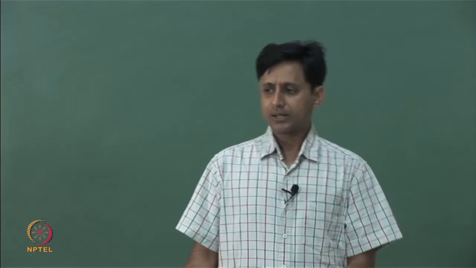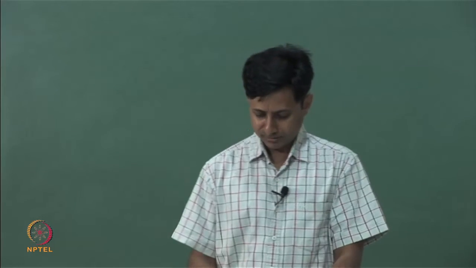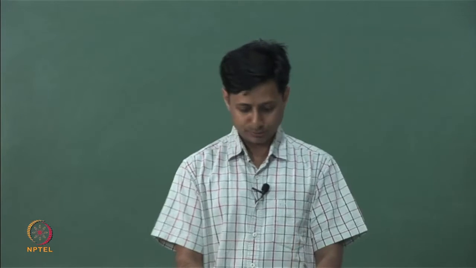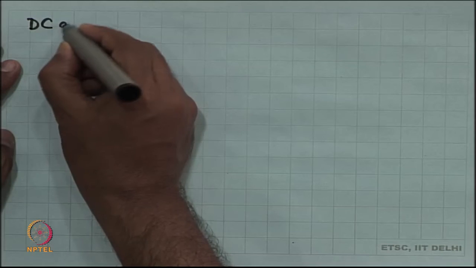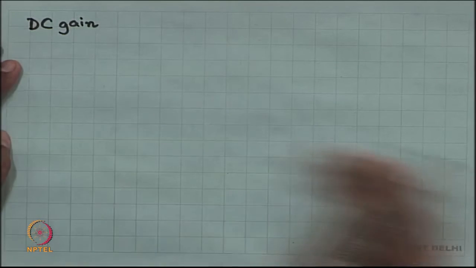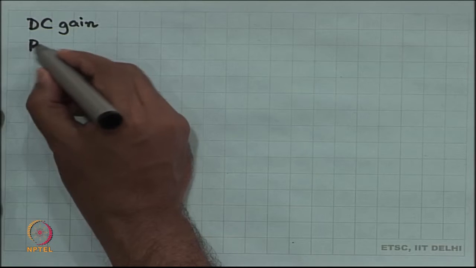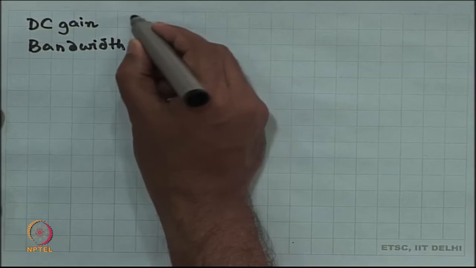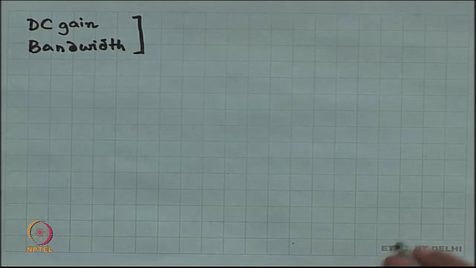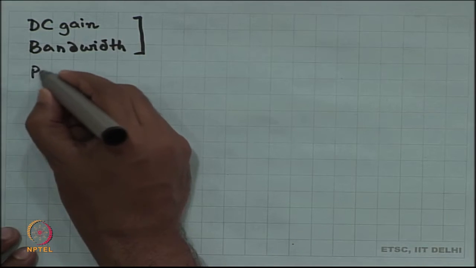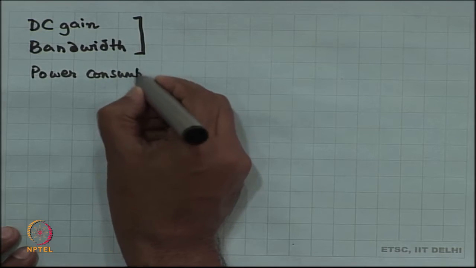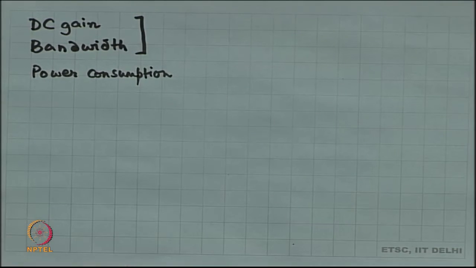So, first, if you are planning to make an op amp, then you need DC gain, right. Your objectives are DC gain. You have a second objective, and that is bandwidth. Okay, these are your primary objectives. Your constraints are of course power consumption, right. This is one of the important constraints.